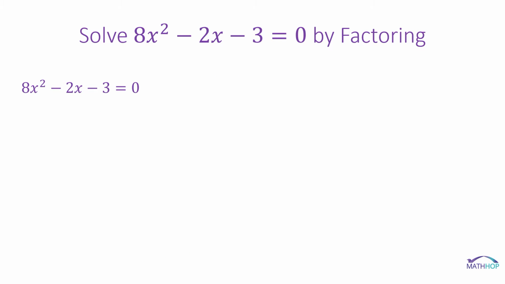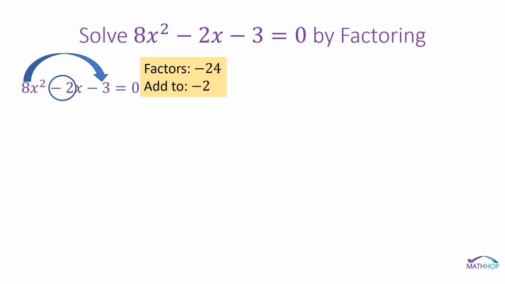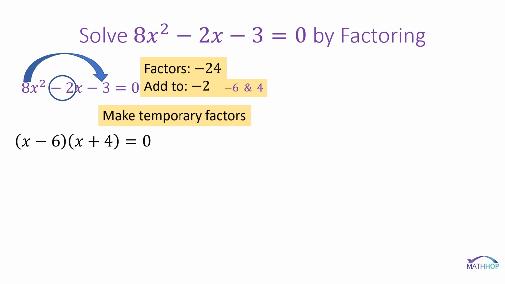Let's solve 8x squared minus 2x minus 3 equals 0 by factoring. So we solved one where the coefficient of x squared was 1. Let's solve one where it's not. We're going to take just the left-hand side, just like we did before. We need factors of negative 24 that add up to negative 2. We're going to make temporary factors using negative 6 and 4. Remember, temporary factors, it's going to be x and x, and we'll take care of it later. So we get x minus 6 times x plus 4 equals 0.